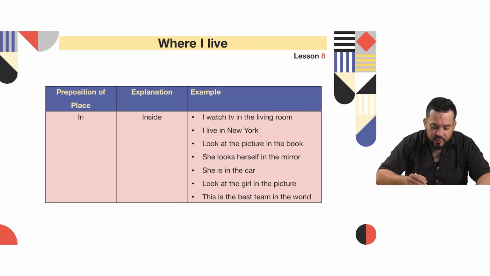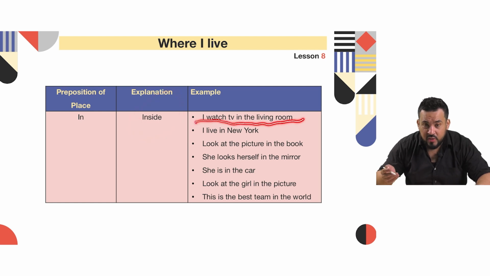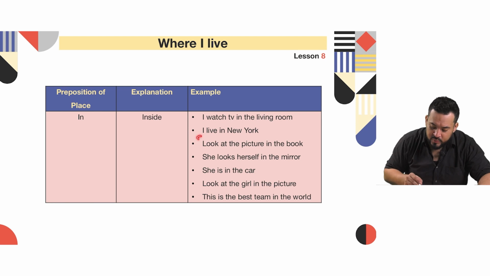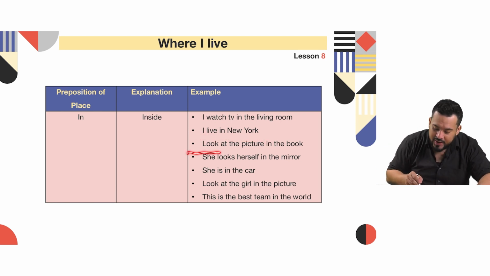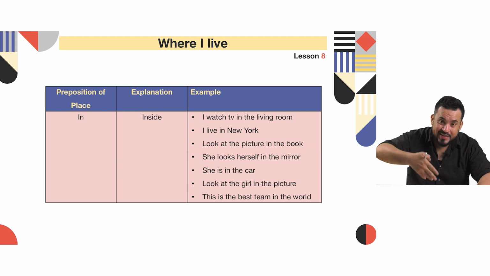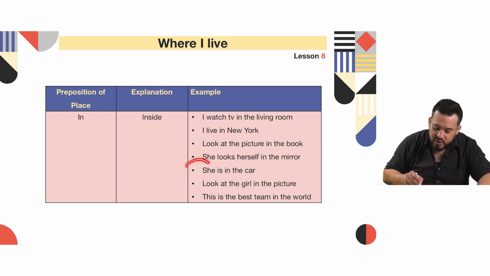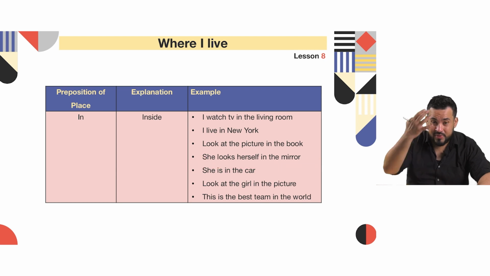So normally the preposition of place "in" means inside. I watch TV in the living room, it means inside the living room. I live in New York, it means inside New York. Look at the picture in the book, inside the book. She looks at herself in the mirror, inside the mirror.